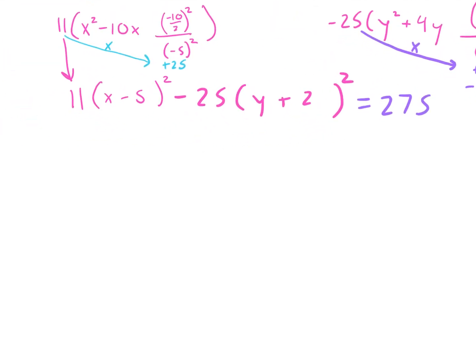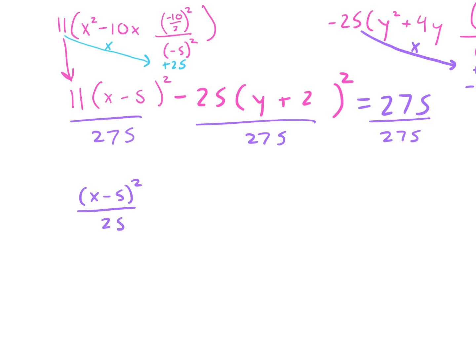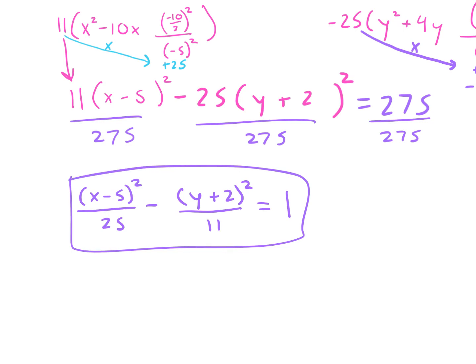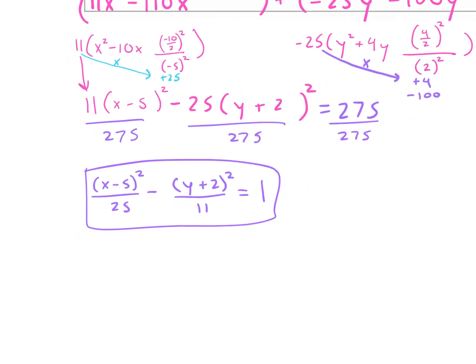What should I do next? Divide everything by 275. Can I simplify 11 over 275? Yes. What am I left with on the bottom? 25. What about 25 and 275? Does that simplify? Yes. What am I left with on the bottom? 11. And then what's it equal to? 1. I don't even know if this question is asking for standard form, but I just got so excited.